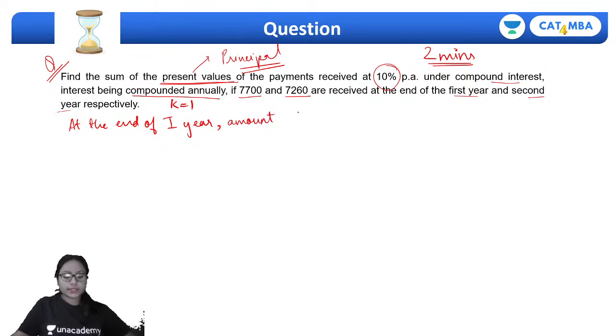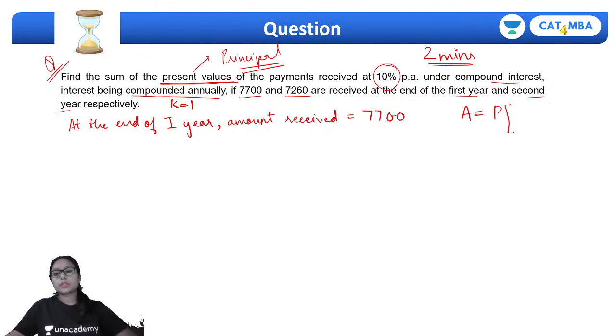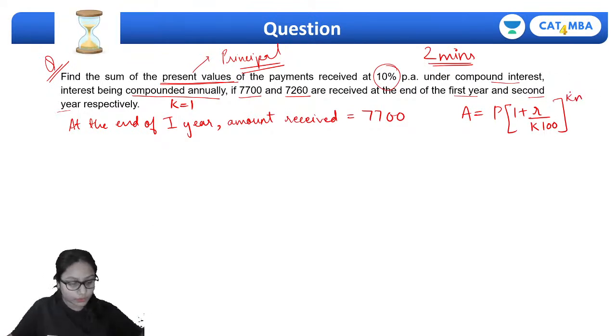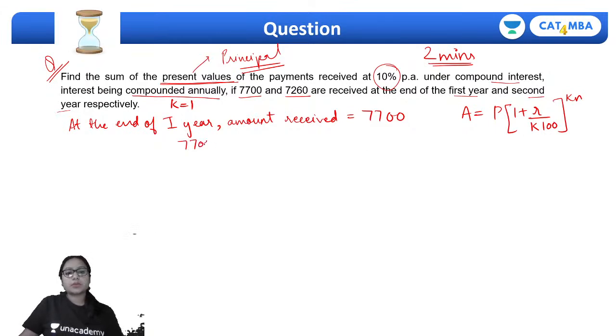At the end of first year, the amount received is equal to 7,700. Okay, so again I'll be using this formula: amount is equal to principal into (1 plus r upon 100k) raised to the power kn. Okay, let's apply that formula. So amount given here is equal to 7,700, principal is, I don't know, so I have to calculate this principal.